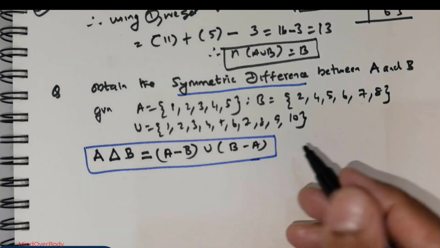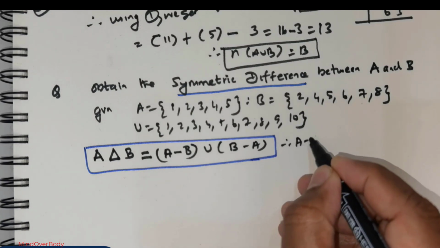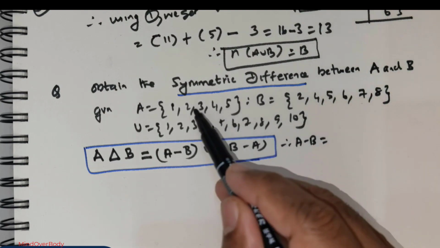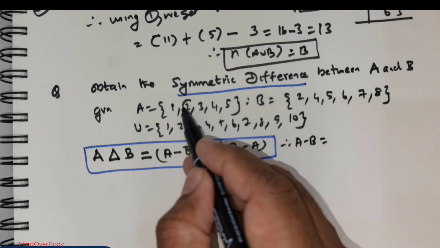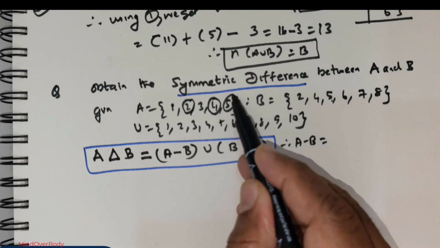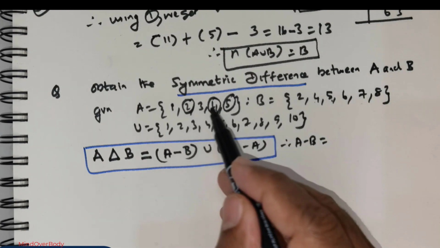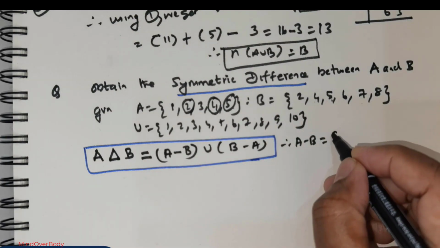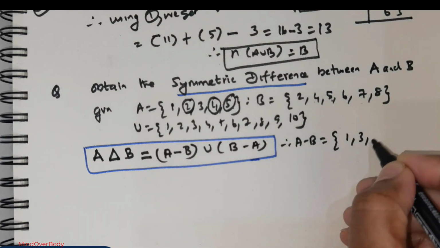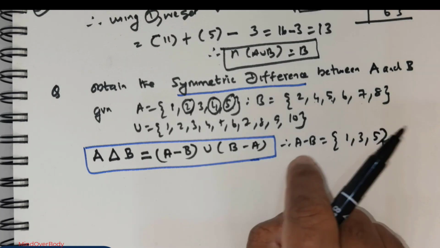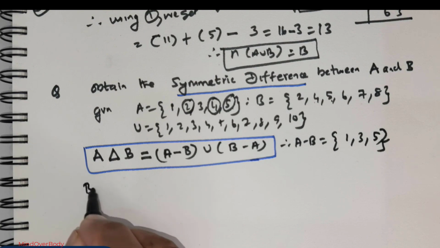So let us find A difference B. So therefore what is A difference B? From A you take away B. So from A I take away B. So I need to take away this. 2 is out, 4 is out, and then 5 is out, right? Because 2, 4, 5 are present in A. So from A you take away B. So this is going to be 1, 3, right? So this is what we have got for A difference B. Now B difference A.